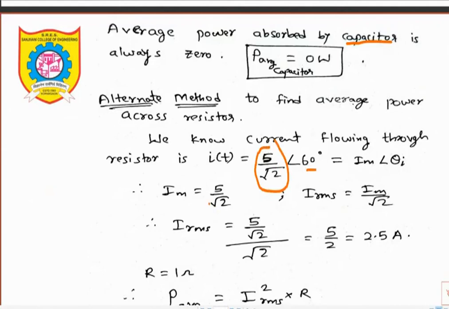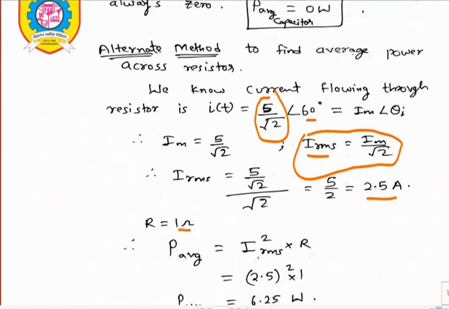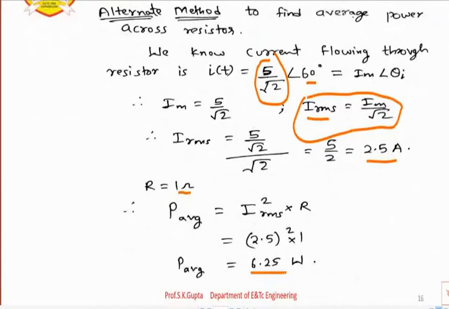The RMS value will come in the next point, but I would like to tell you what RMS value is. For a sinusoidal signal, the RMS value is Im by root 2. So Im is 5 by root 2 divided by root 2, that becomes 5 by 2, that means 2.5 ampere. So I got the RMS current, the resistor value is 1. So the average power is IRMS square into R. So 2.5 square into 1, you will get the same answer, 6.25 watt.